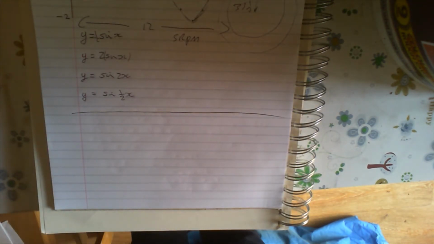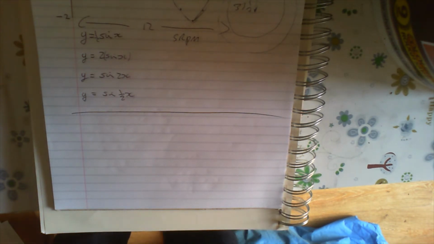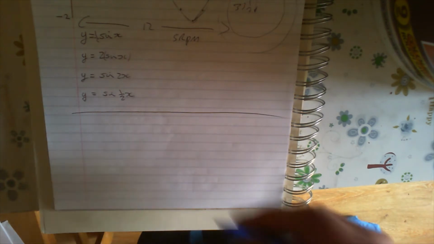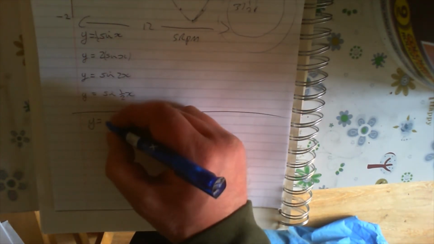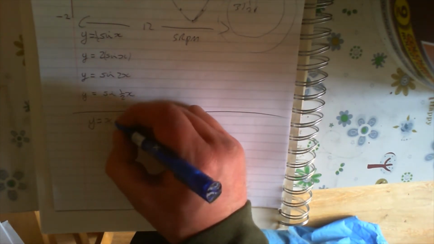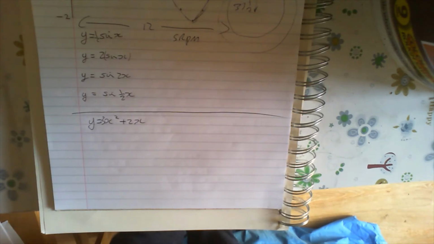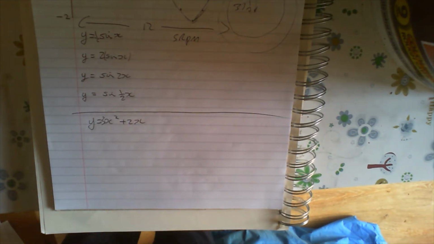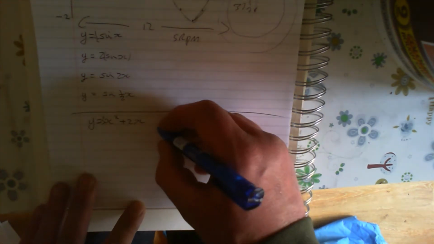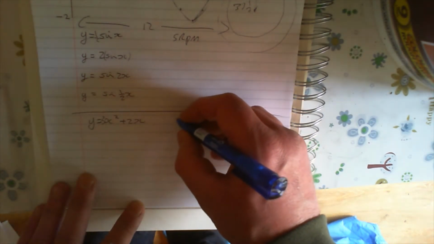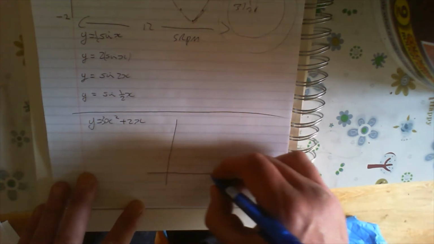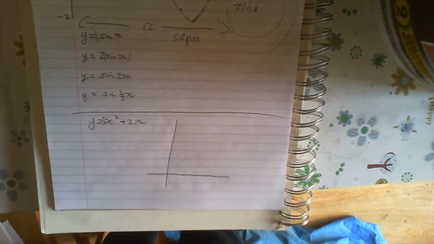Right, we were talking about brackets, and say we had a function y equals 3x squared plus 2x. Hope you can see that there. What I'm going to do is roughly draw what that would look like. I'll just do that now.